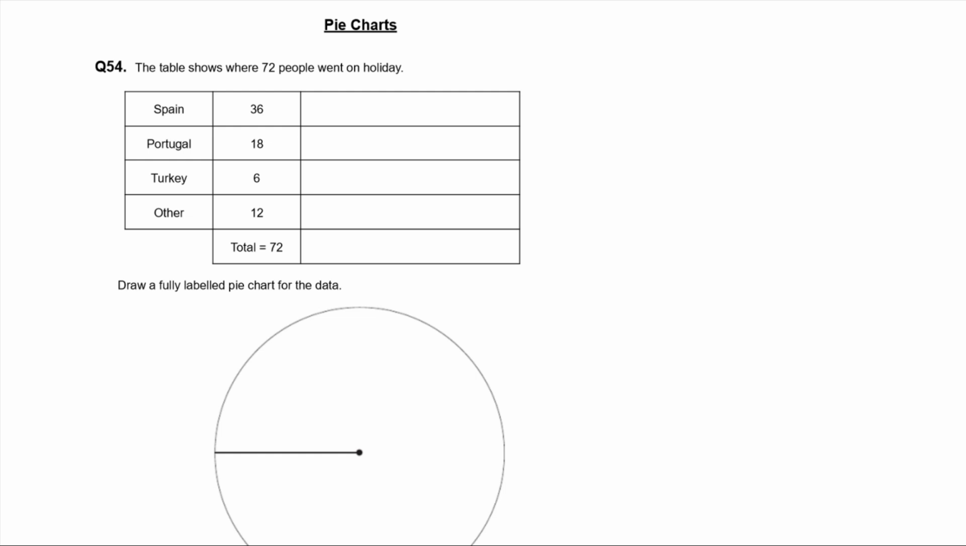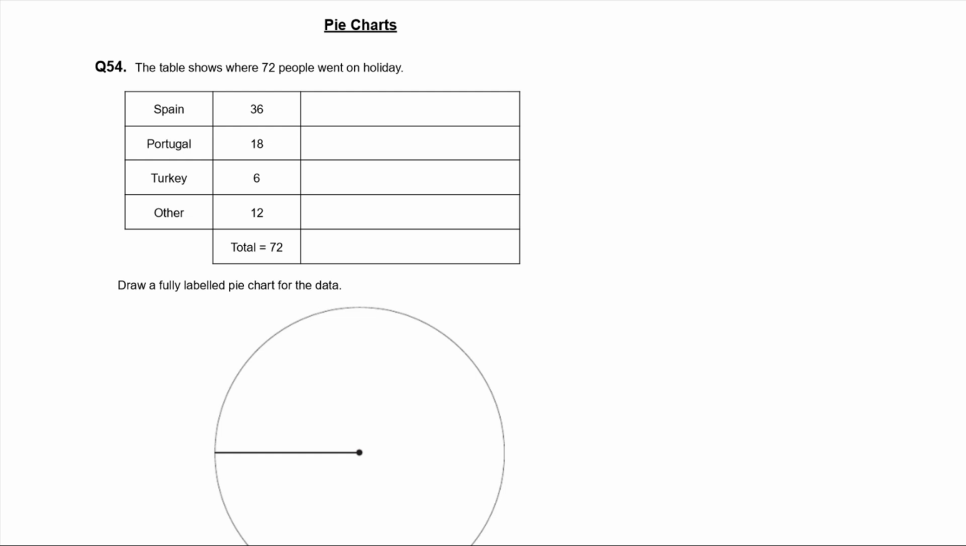Right, next section is pie charts. Now with pie charts, the most important thing to remember is most of the marks come from the table and not from the pie chart itself. You need to get the table right. Get the table right, everything will be right, you'll get all the marks. Don't get the table right, you're not going to get anything. Okay, so the table shows where 72 people went on holiday.